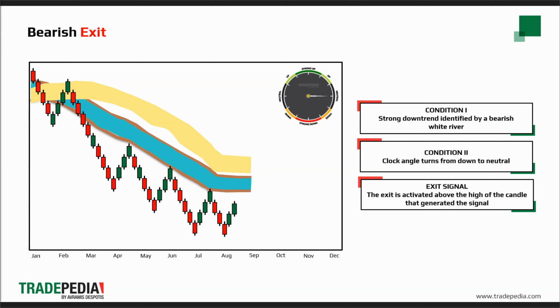So a strong downtrend identified by a bearish red river, right? The clock angle turns from down to neutral, and the exit is activated above the high of the candle that generated the signal.